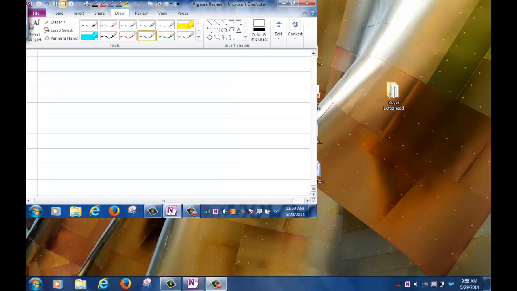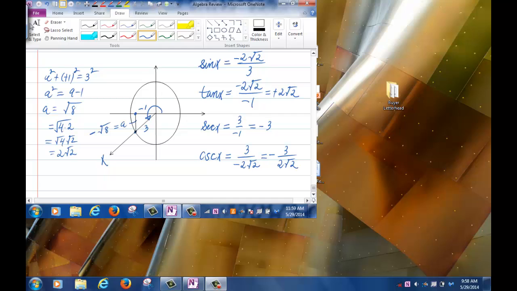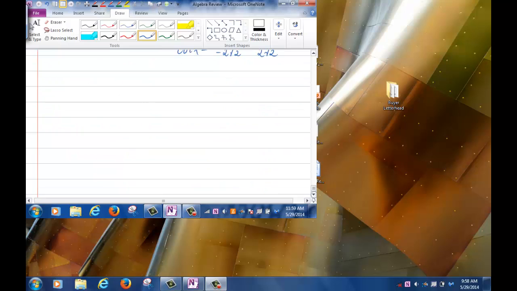Oh, I didn't do cotangent yet. So cotangent will be adjacent over opposite. So this would be negative 1 over negative 2 root 2. So this would be the reciprocal of tangent, right? The reciprocal of tangent.